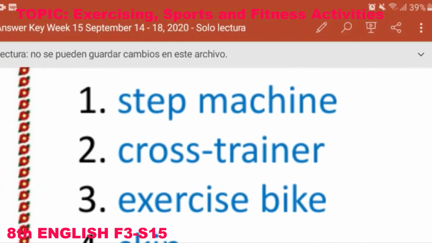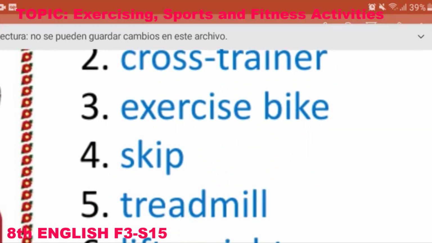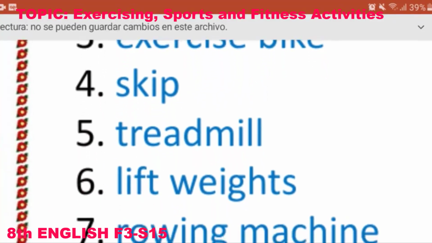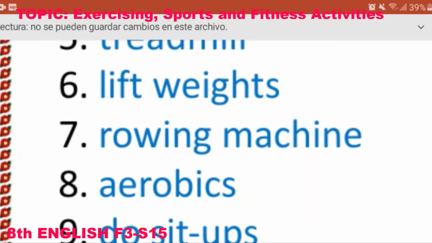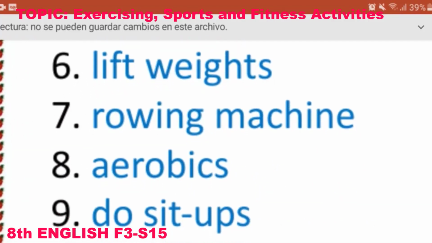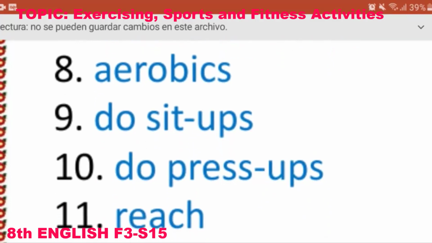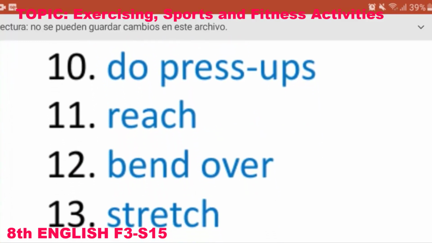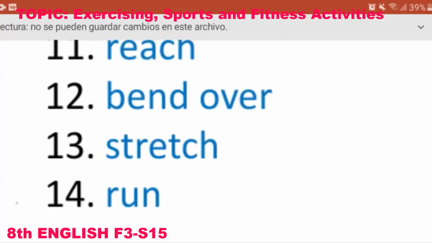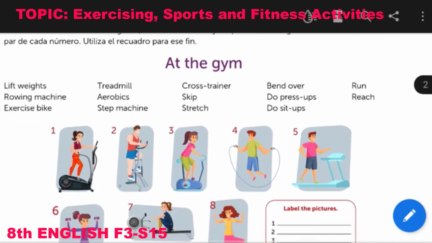Step machine, cross trainer, exercise bike, skip, treadmill, lift weights, rowing machine, aerobics, do sit-ups, do press-ups, reach, bend over, stretch, run. Okay, so that's the vocabulary that you see here in the activation part, okay? Now you label it, okay?